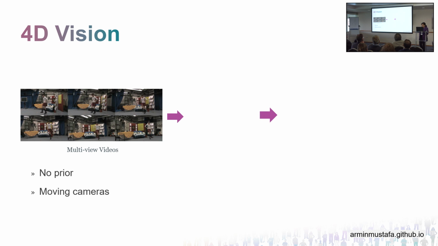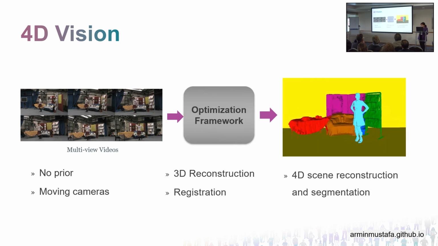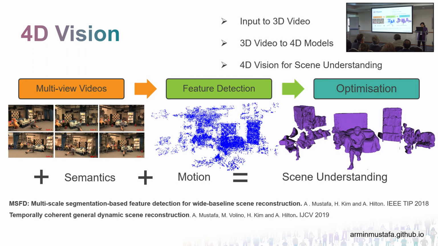So this is the framework. We start with multi-view videos as input. They can be captured with any normal cameras, or with multiple phone cameras. Then we applied the traditional methods which have been used previously. I'll move on to the AI techniques later. Then we applied an optimization framework to get an output which looks something like this, which is the 4D scene reconstruction and segmentation.